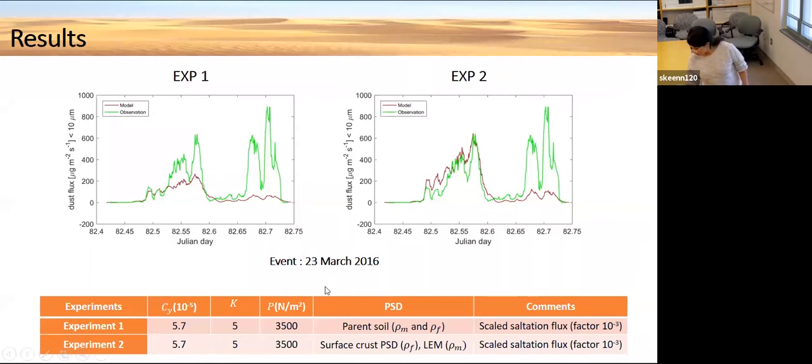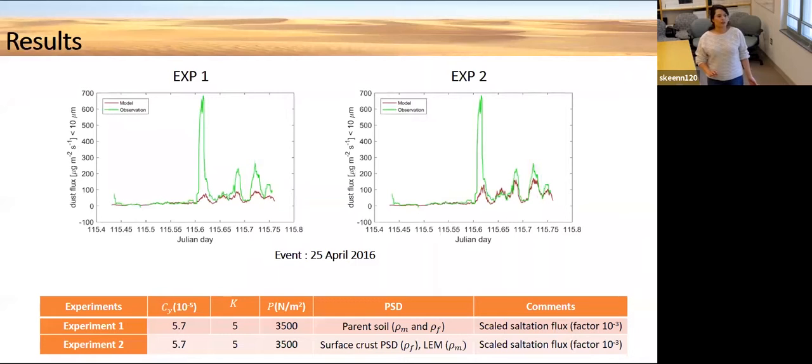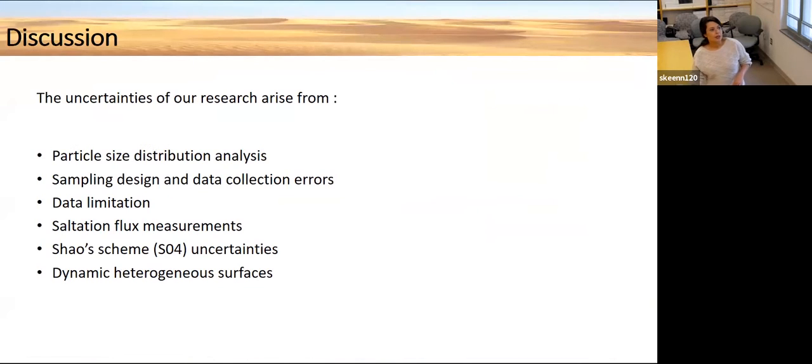And then I'm going to show you another example for 25th April 2016. As you can see, for experiment two, by just rescaling the saltation flux and adapting appropriate scheme parameters, we could get somewhat good magnitude and timing of the dust flux. But by having a better representation of the PSDs, we could get much better timing and magnitude of dust flux.